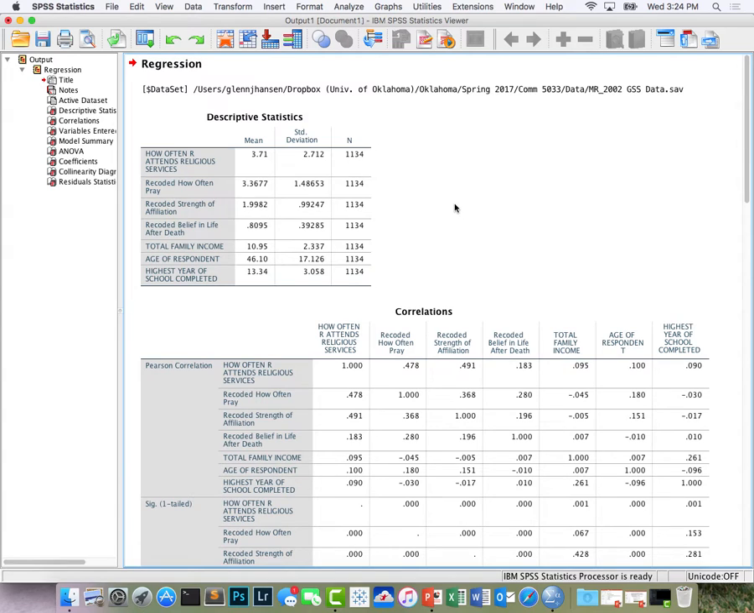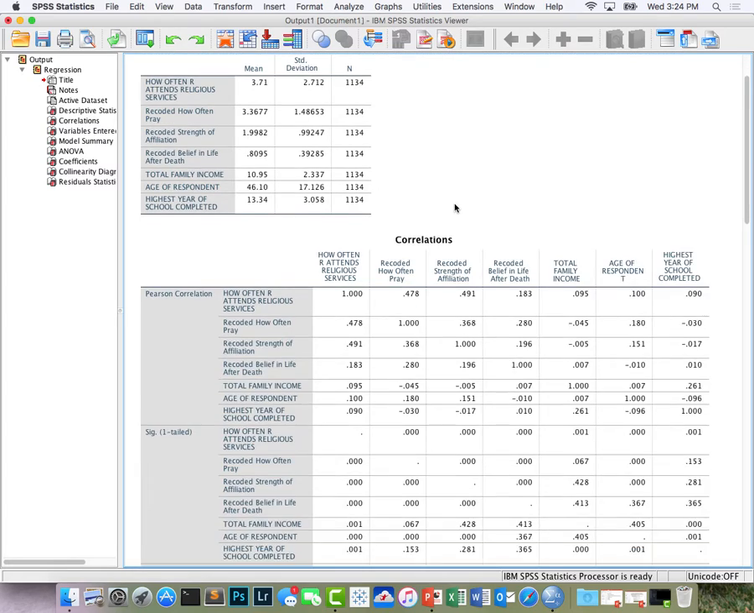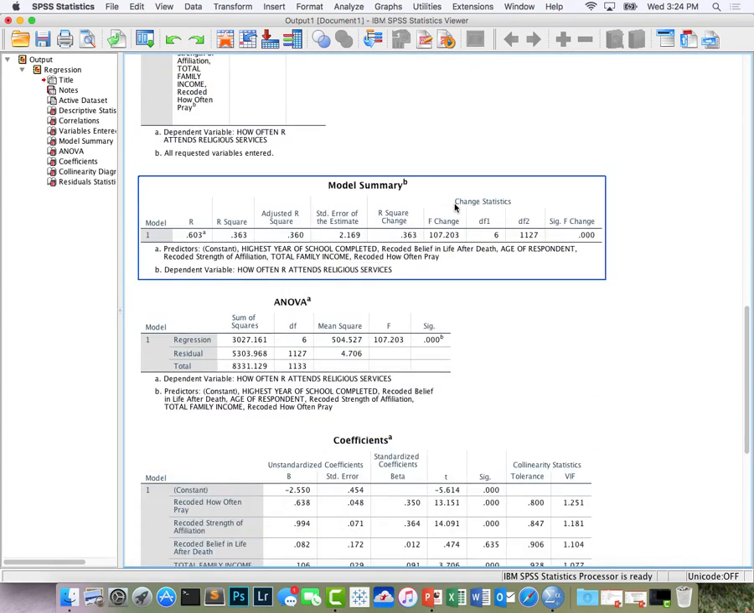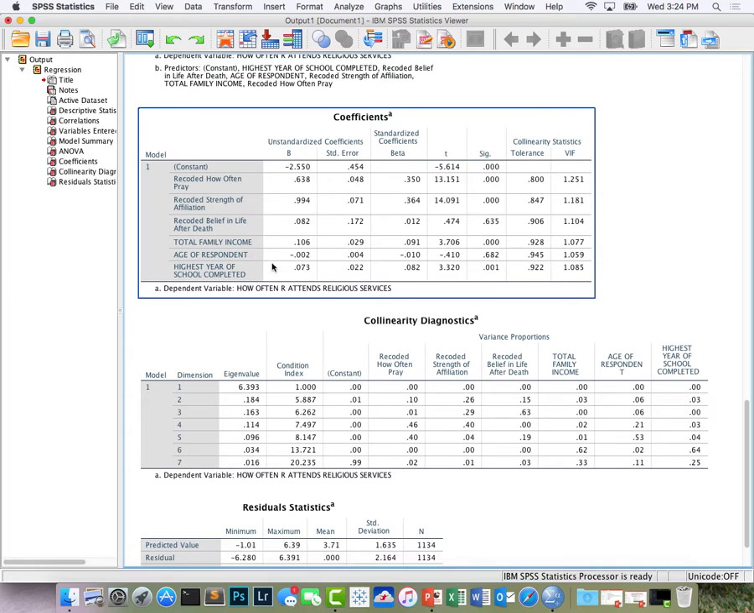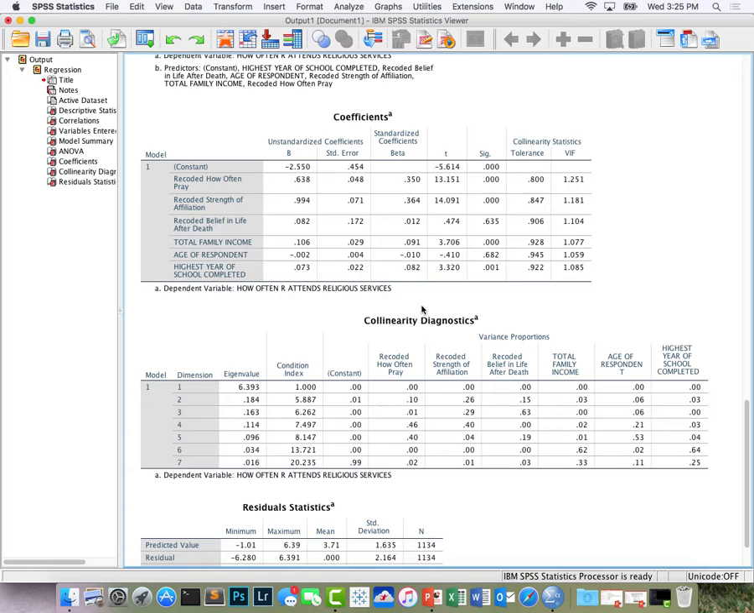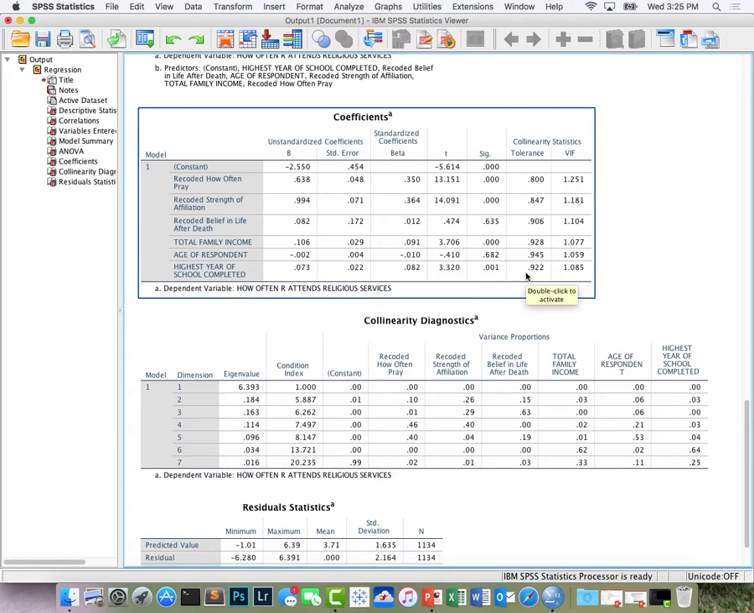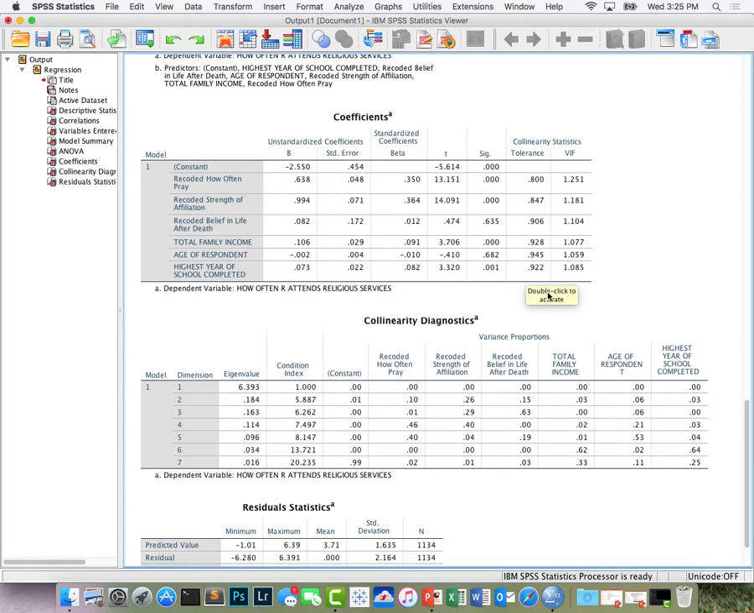Okay, and so here's our analysis. It should be pretty close to what we had earlier, where we find that the variable of interest is income. As income increases, religious service attendance also increases. And in fact, if we look at the standardized betas, it's moderately sized. Any problems with collinearity here? No. Why?